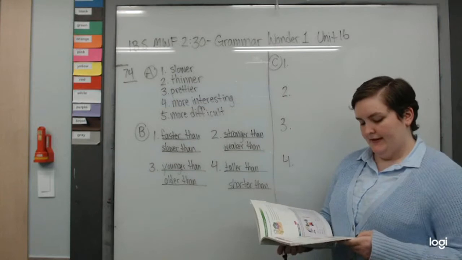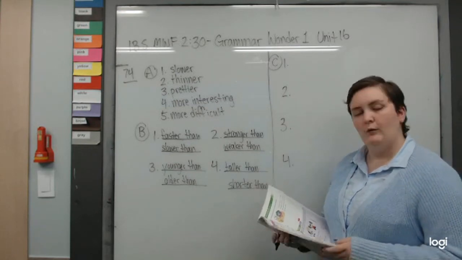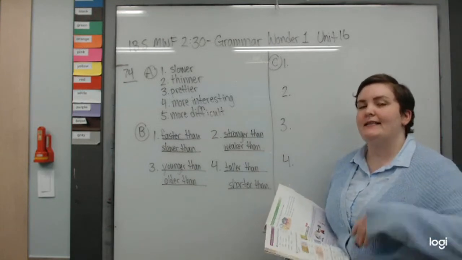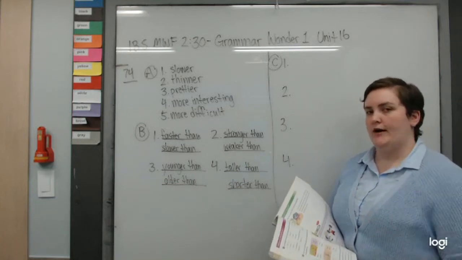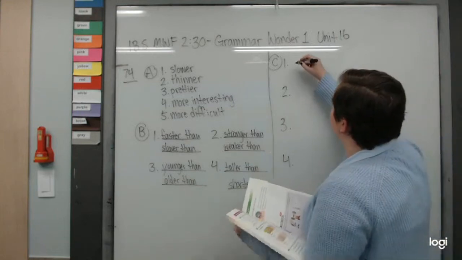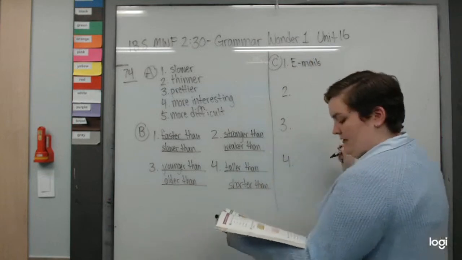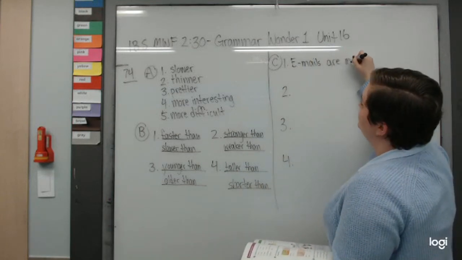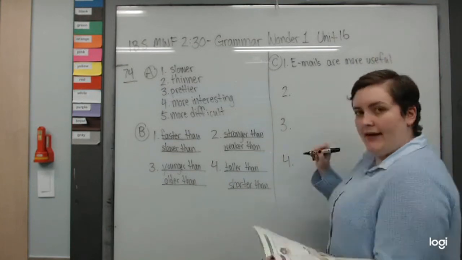Okay, part C, number 1. Emails are usefuler than letters. Why is usefuler wrong? Because useful is a long adjective. So we put more and not ER. So you write emails are more useful than letters.